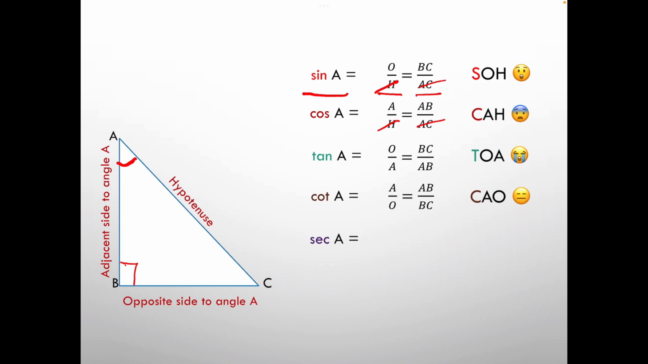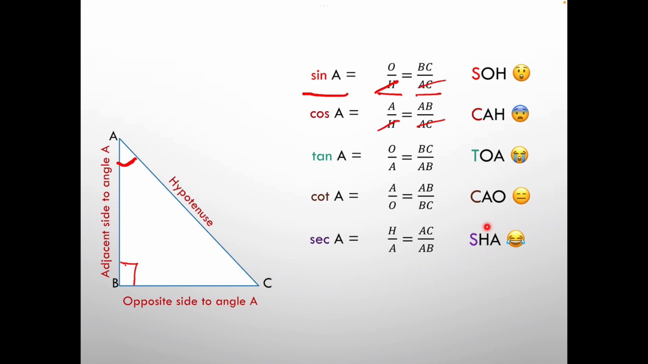Sec. Sec is the reciprocal of cos, that means 1 by cos. So if it is 1 by cos, then 1 divided by AB divided by AC, so it will be AC by AB. So sec is hypotenuse by adjacent, equals AC by AB. So it will be sha. S for sec, H for hypotenuse and A for adjacent.